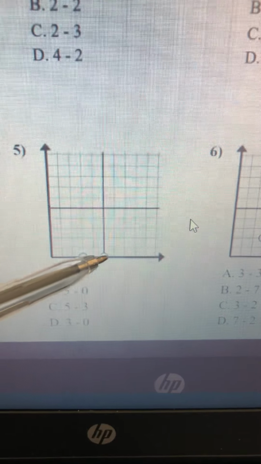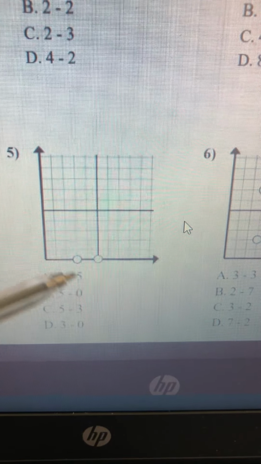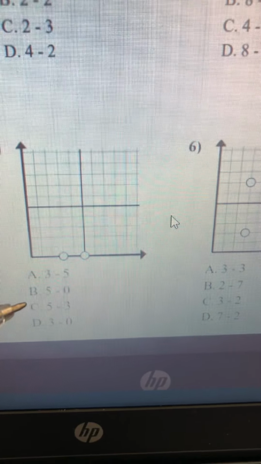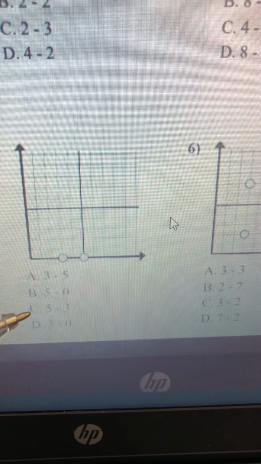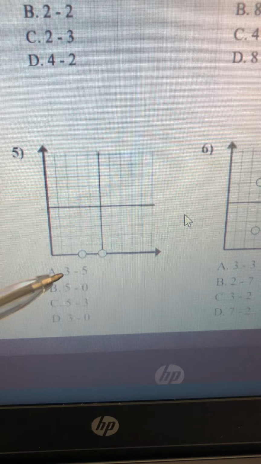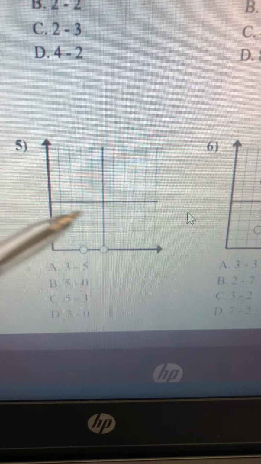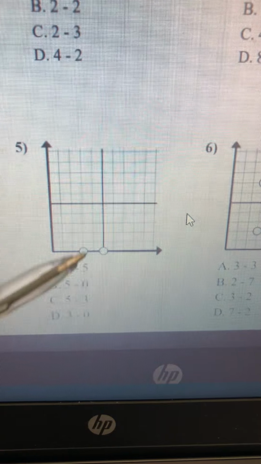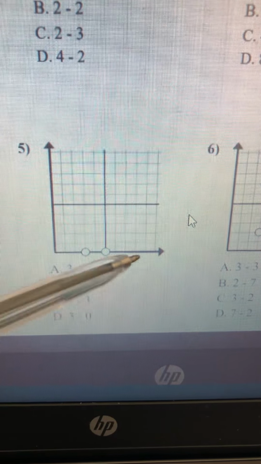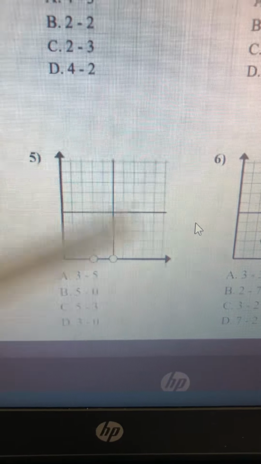That looks like 1, 2 spaces again. There's 2 spaces there, and so the best one that represents it is letter C. 5 minus 3 is 2. Yes, 3 minus 5 is -2, but again, we don't have negatives when we're counting distance between points, because there's no negatives. It's always positive. All right.